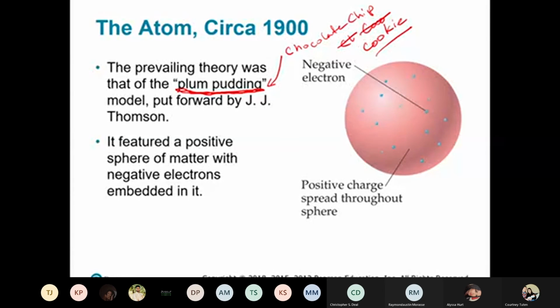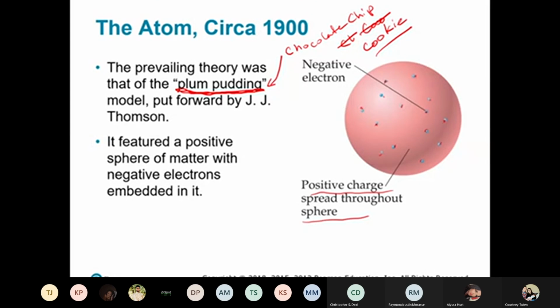J.J. Thomson here said that an atom was actually negative electrons that were floating randomly about in a sphere of positive charge, right? So the sphere was all positive. The entire sphere was positive charge, and then the little dots on the inside were spread randomly inside the sphere. Inside the sphere were the negatively charged electrons. Okay, that's what he thought it was.